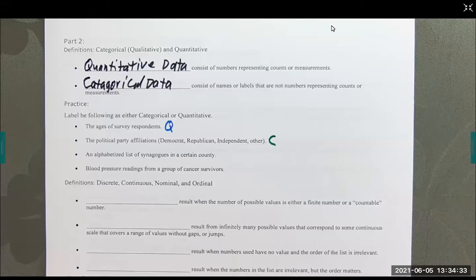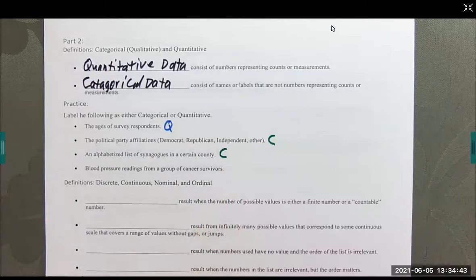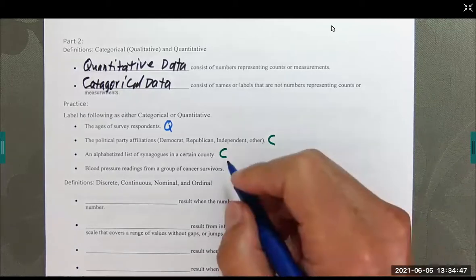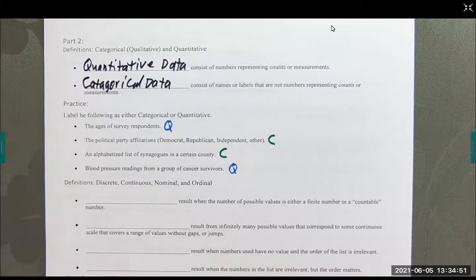Next up, an alphabetized list of synagogues in a certain county. That is still going to be categorical. And there's really no numbers attached to that. Blood pressure readings from a group of cancer survivors. That is definitely quantitative. And we got a couple more definitions. Chapter 1 and 2, a lot of definitions.